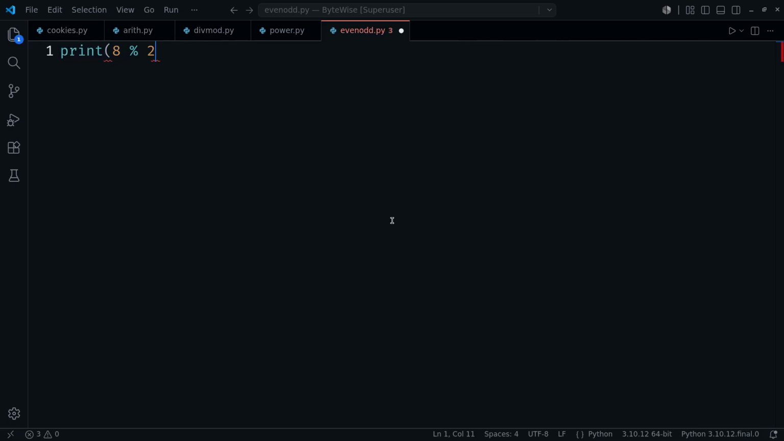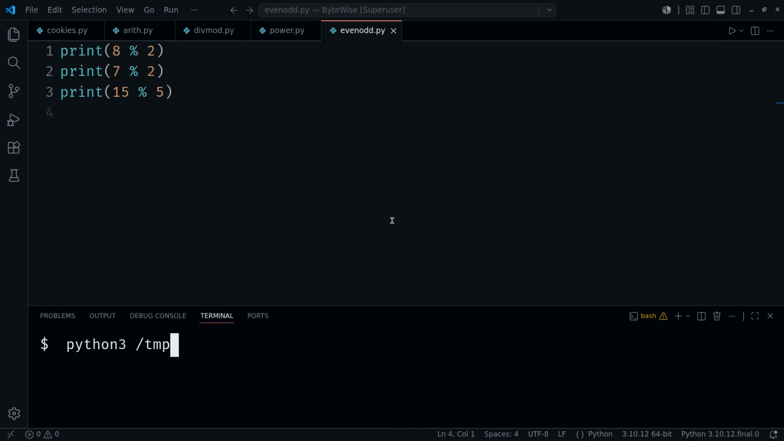The most common use of modulo. Modulo asks, does this divide evenly? Any even number mod 2 is 0. It divides cleanly. Any odd number mod 2 is 1. So mod 2 is 0 is the classic even test. Eight is even, 0 left over. 7 is odd, 1 left over. 15 divides by 5 cleanly, 0.